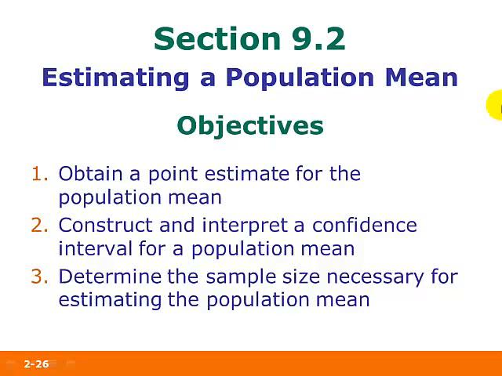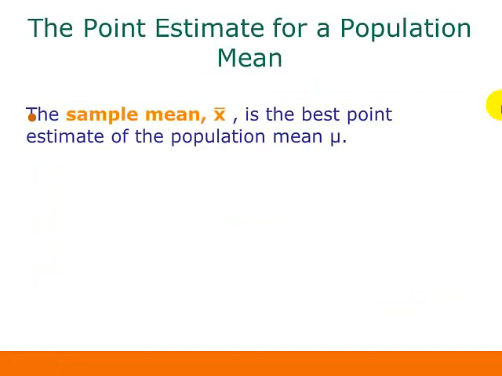Hi, this is the video for section 9.2 about estimating a population mean. We talked about point estimates for proportions. Now we want to talk about point estimates for population means. And again, what comes from our sample data is going to give us the best point estimate for our population mean. So the sample mean, x bar, is the best point estimate of the population mean, mu.